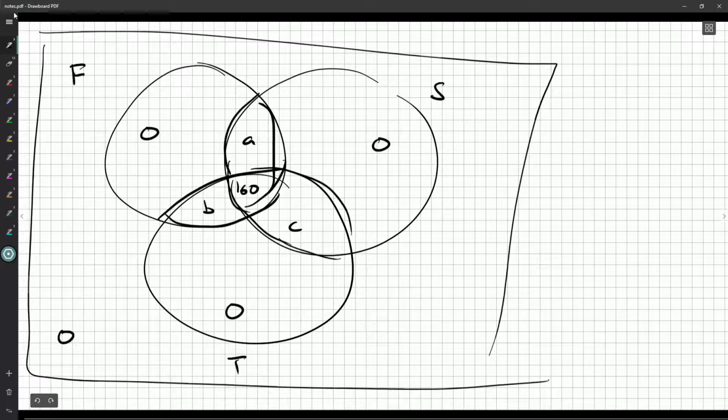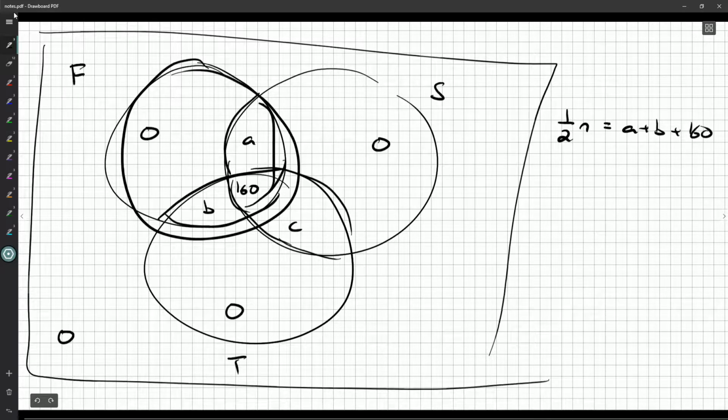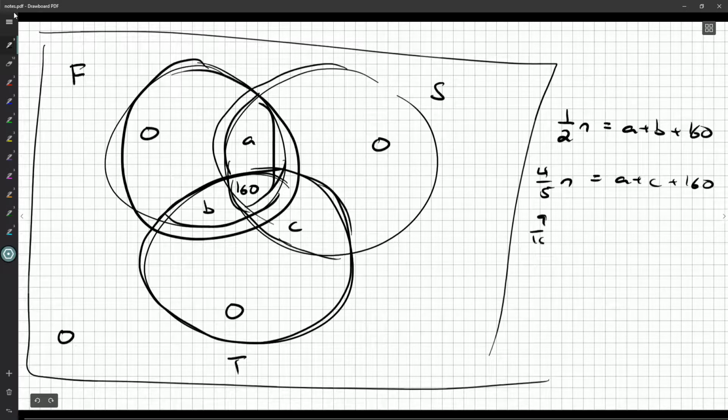And we can get sort of a series of equations. So the number of people who went on the first trip, we know that that's a half of what we're calling n. We can see that's A plus B plus 160. That's what's inside the F circle. And we know 80%, or 4/5 n, the total number of people in the school, is the number of people inside the S circle. So that's A plus C plus 160. And then the number inside the T circle is the number of people who went on the third school trip. That's 9/10 of the total school. That's B plus C plus 160.